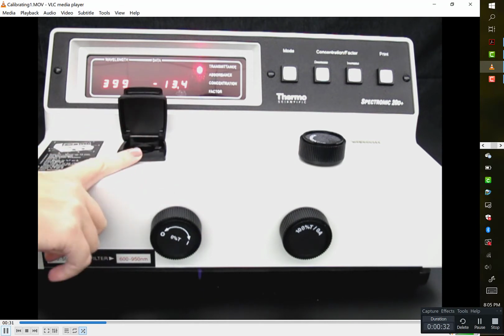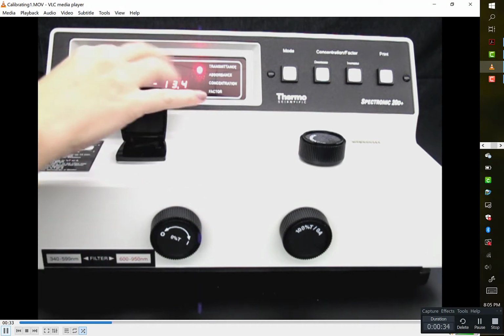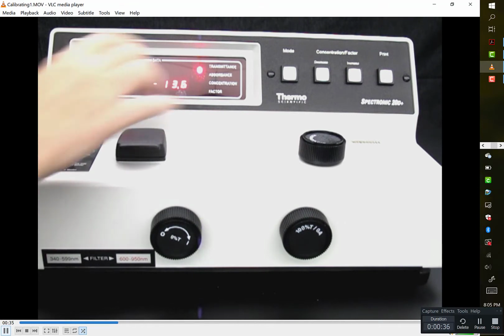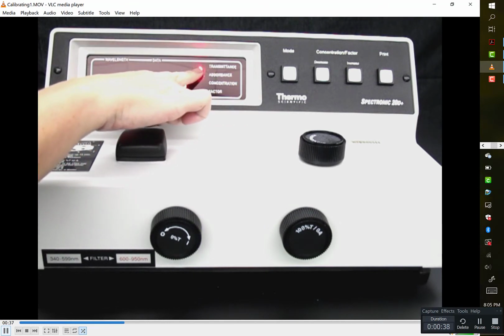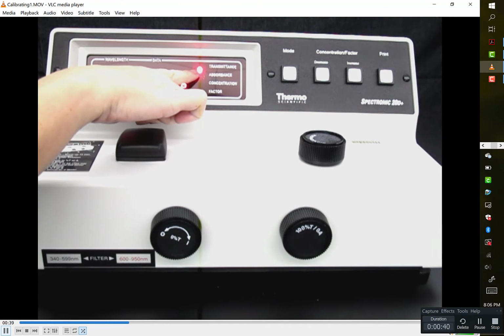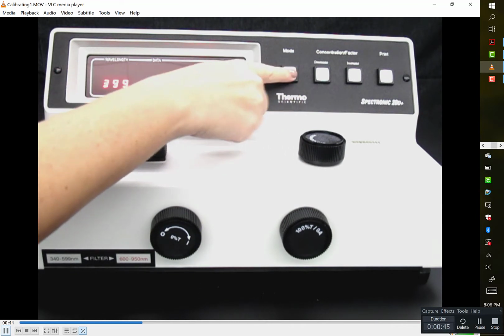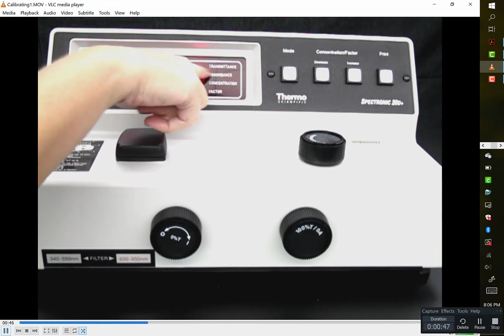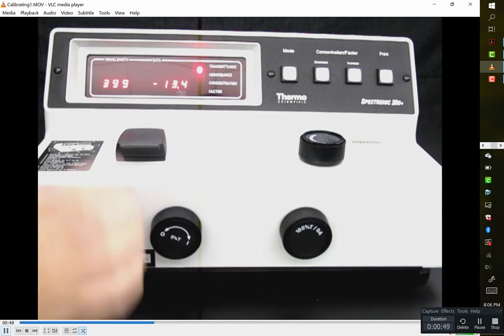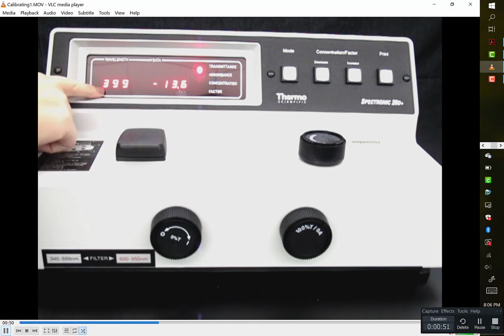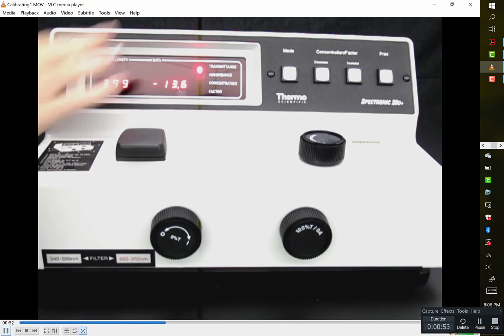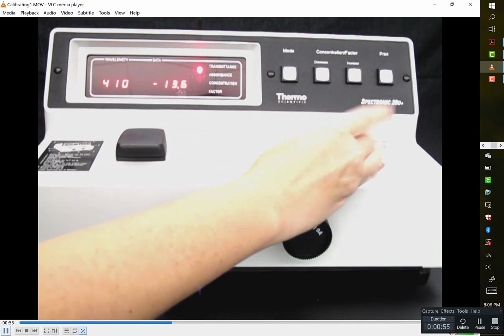So I always check the sample compartment to make sure that there's nothing in it, and then close the lid. You want to start with the machine set to transmittance. If for some reason it was not set to transmittance, you would just hit this mode button until you were at transmittance. Now, what I need to do is my wavelength. When I do this experiment, my wavelength is going to be set at 480.